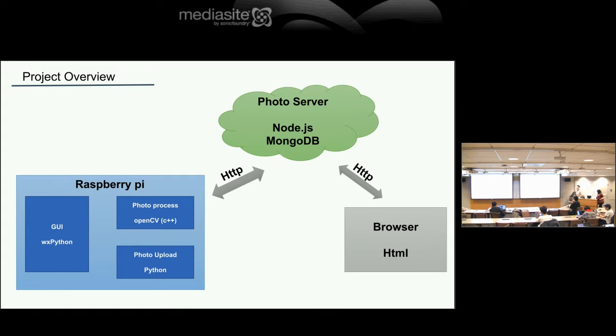And here's an overview of the three major parts. On the Raspberry Pi, you've got the GUI for the user interface. Inside, we've got a photo processor with Python, OpenCV, and the photo upload. And the cloud server stores all the files. We wrote it in Node.js, and then there's a browser client. So that's how it works.